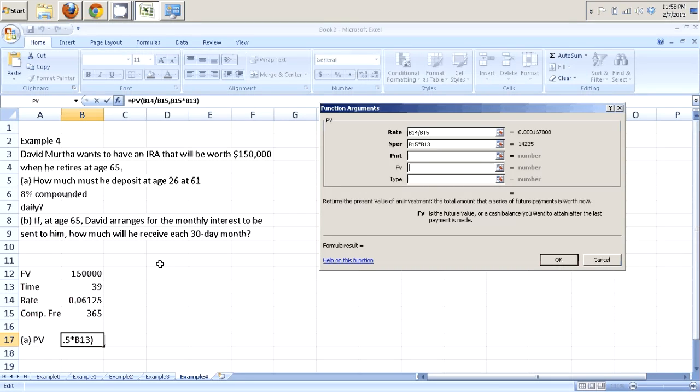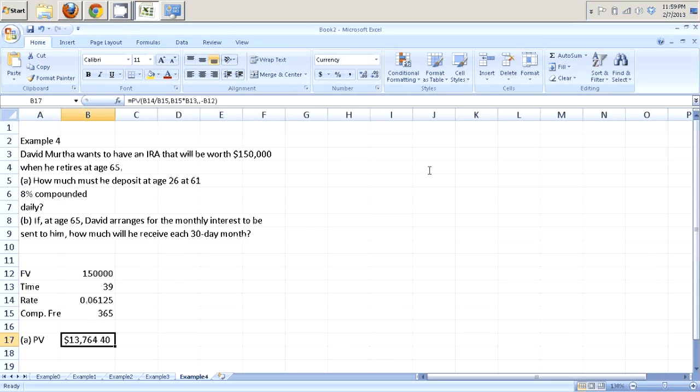So let's just click on this and see if the numbers come up positive. No, they don't. So let's do negative to make everything work out nicely. So if he puts $13,000 at the bank at 26, he'll have 150 grand when he retires. Not bad.